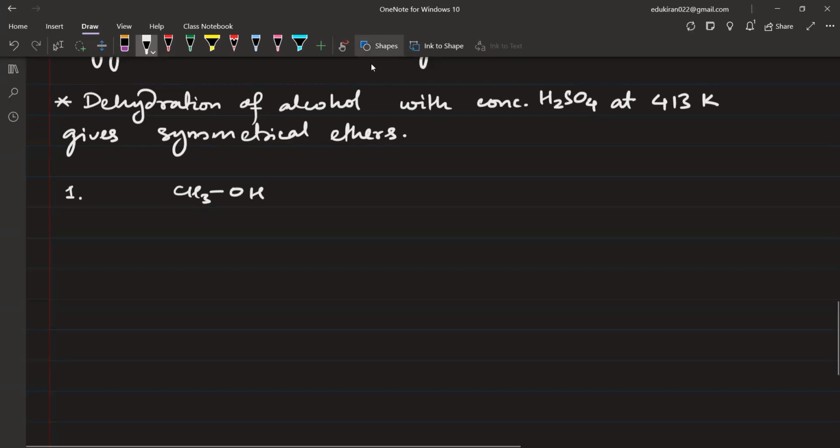CH3OH, H2SO4, 413 Kelvin. What is the alkyl group here? In the alcohol, what is the alkyl group? In CH3OH, what is the alkyl group here? Guys, what happened? What about others? Rajita, Fadil, Aliza, Majid, Hussain, tell me.